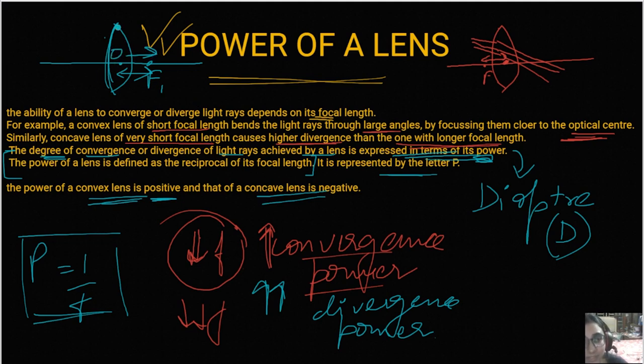Similarly, for a concave lens, the first focus will be here. So this distance is calculated, and we know that the optical center's left side calculations are always done in negative. So for a concave lens, the power is always negative.